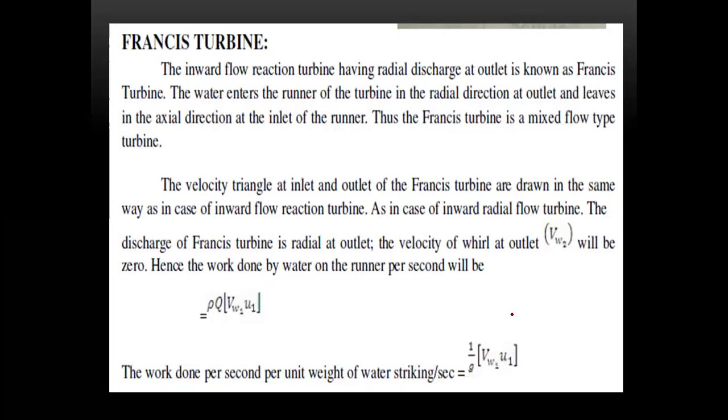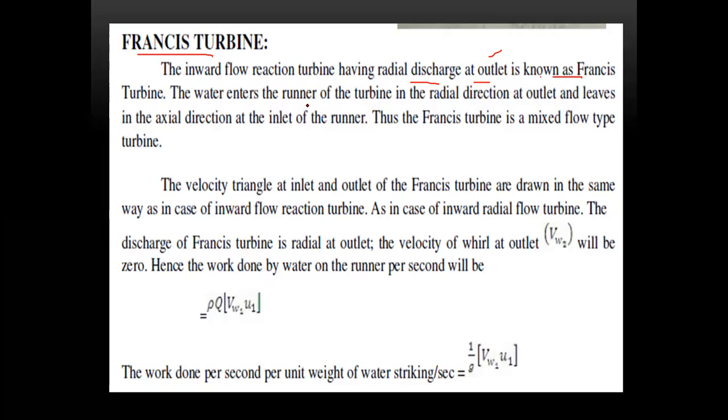Now we are going into the next concept, the Francis turbine. The inward flow reaction turbine having a radial discharge at the outlet. Simple, the inward flow reaction turbine having the radial discharge. The outlet discharge is radial. That type of turbine is known as a Francis turbine, right? For the outlet, the type of discharge is radial, so that type is known as a Francis turbine.